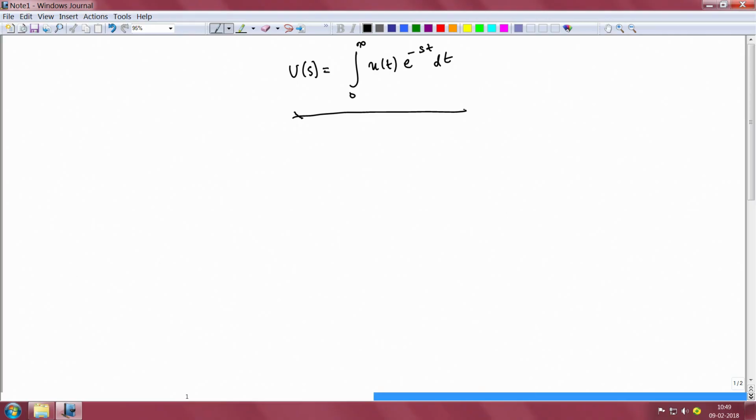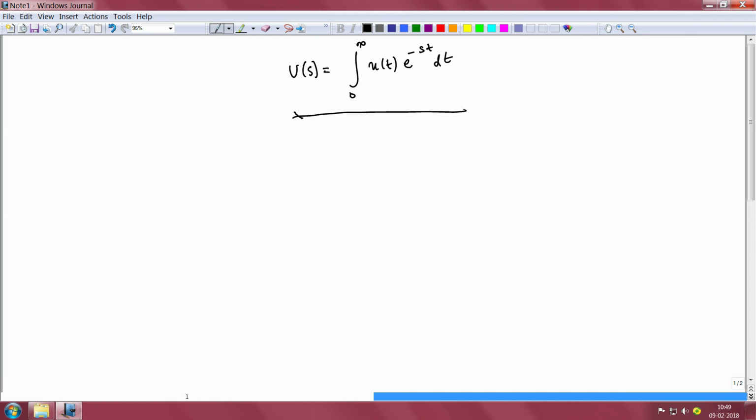So what I have shown here in this slide is the expression for the Laplace transform of a signal u of t. It is given by capital U of s is equal to integral from 0 to infinity u of t e power minus st dt. It is assumed that the signal u of t starts at the time t equal to 0.